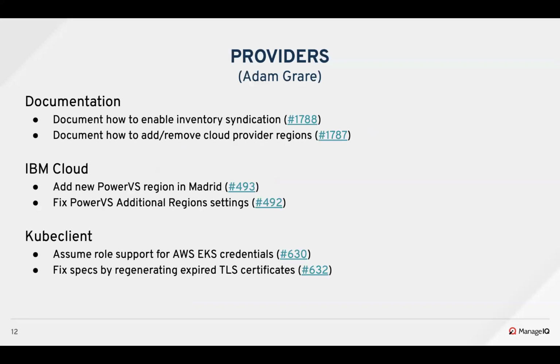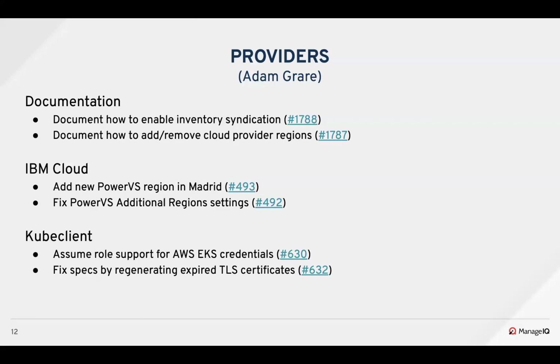Okay. On the provider side, some new documentation was added to document how to enable inventory syndication and how to add remove cloud provider regions. This started out specifically, I believe, for the Power VC provider. On the IBM cloud side, a new Power VS region was added for Madrid, and the Power VS additional regions was fixed relating to the add remove cloud provider regions.